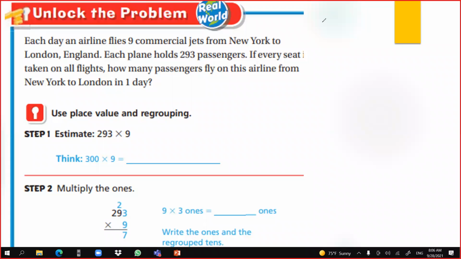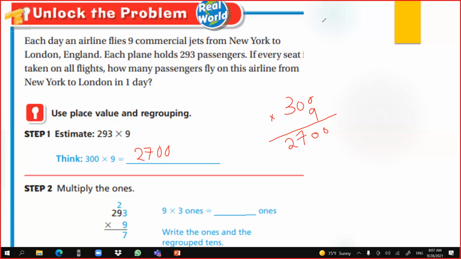Now you have a small number like 300 times 9. What do you have to do? Multiply 300 times 9. 9 times 0 is 0. 9 times 0 is 0. And 9 times 3 is 27. So the answer for the estimation, 300 times 9, is 2,700. That means when we multiply 293 by 9, the answer could be near 2,700.